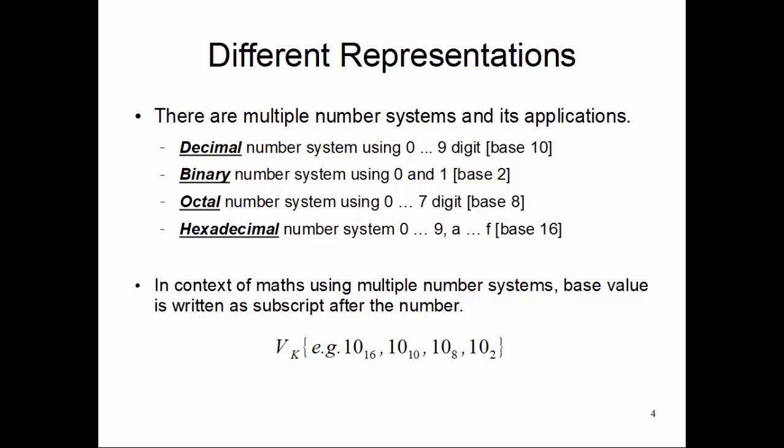There are other number systems like octal, which uses 8 symbols, 0 to 7, which is base 8, and the hexadecimal number system, which uses 16 symbols: 0 to 9 like decimal, and then the letters A to F, A, B, C, D, E, F. That's a total of 16 symbols, and it is base 16.